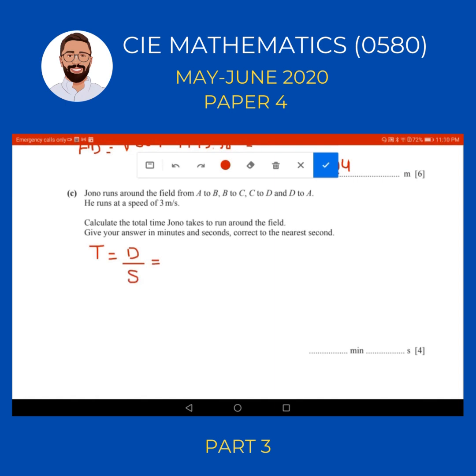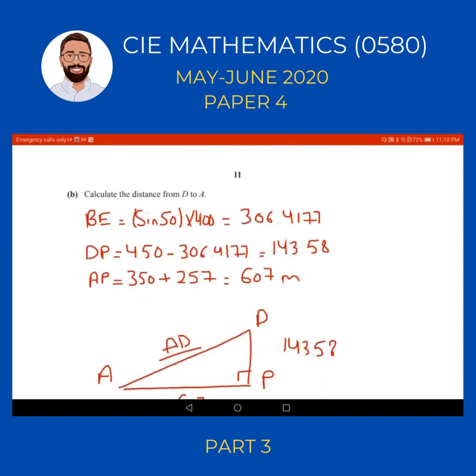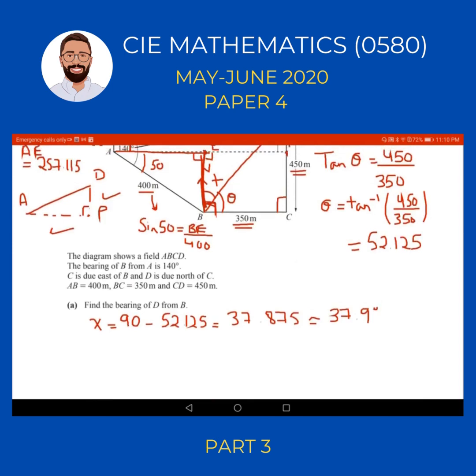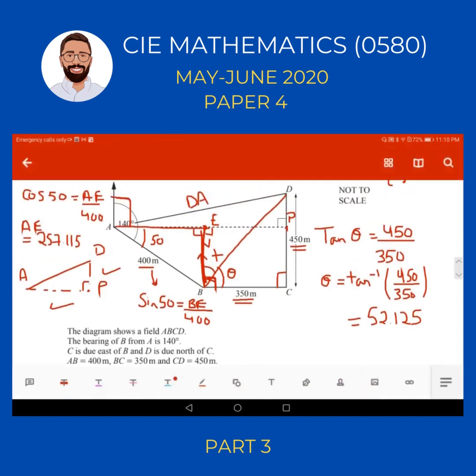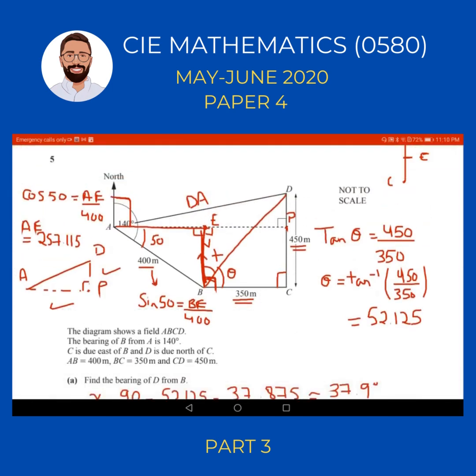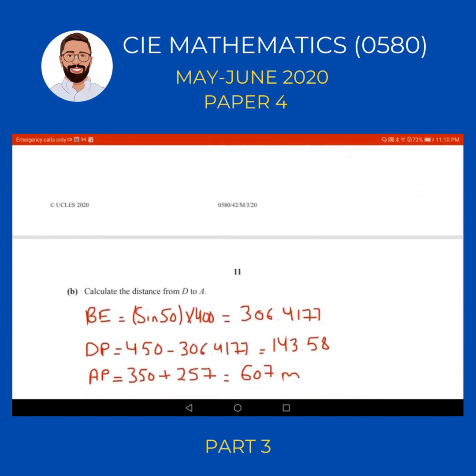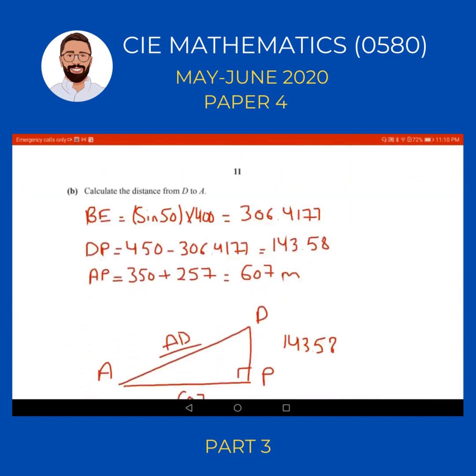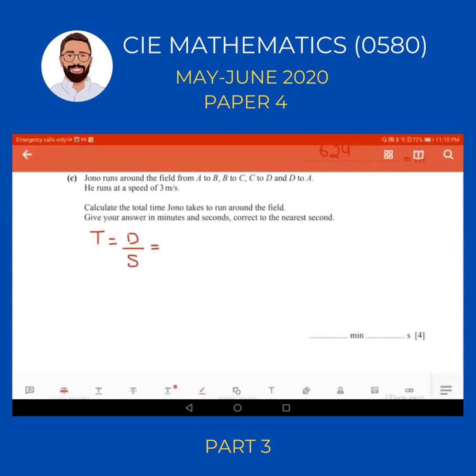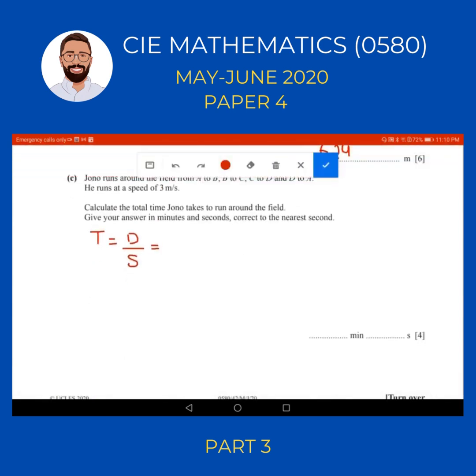Now, we know that the equation for the time is distance over speed. Now, how can I find the distance? Jono runs from A to B, B to C, C to D, and D to A. So let's go back to the diagram. He runs from A to B, which is 400, plus B to C, which is 350, plus C to D, which is 450, plus D to A, which is 624. And that was the answer to our part B.